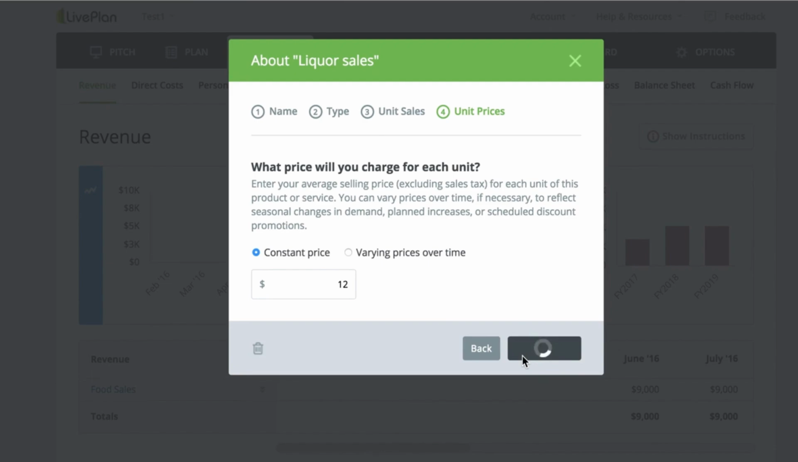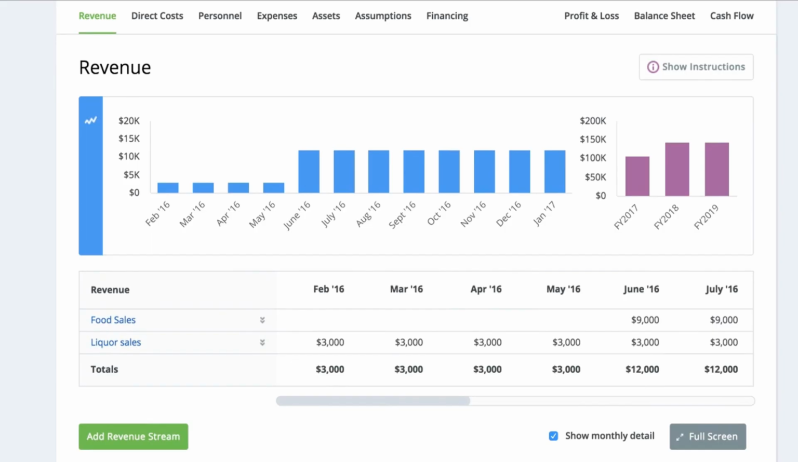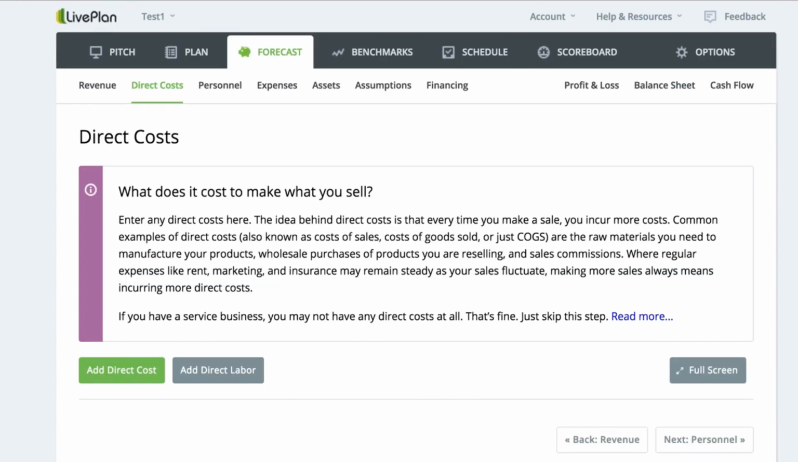And there I have it. Let's just keep going. So in this example, we opened up just with liquor sales for the first 4 months, and then we added food sales after that. Direct costs. So it costs you money to do things. Direct costs are those costs that vary with sales. So those would be food costs, but also in the restaurant business might be things like napkins. So paper products vary with food costs.